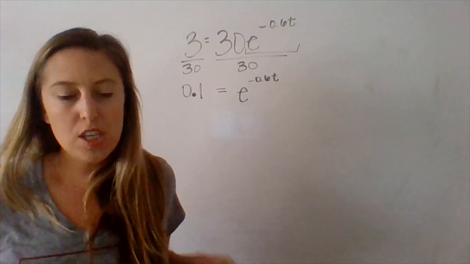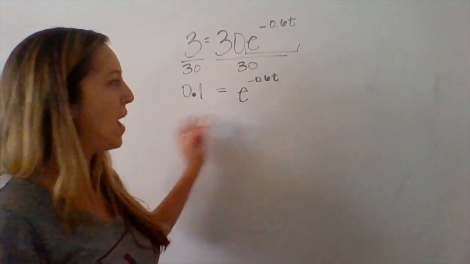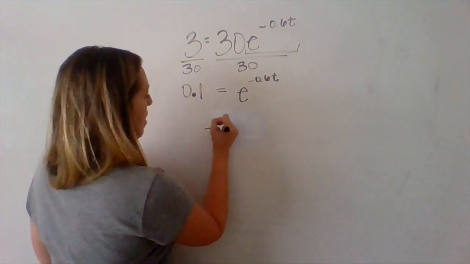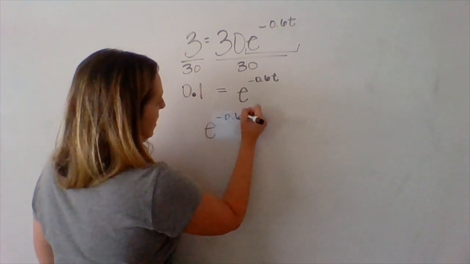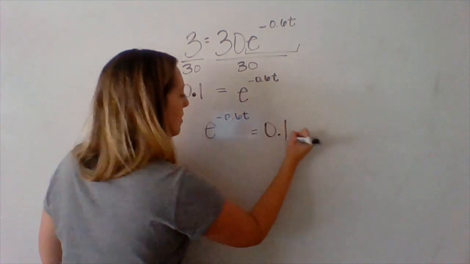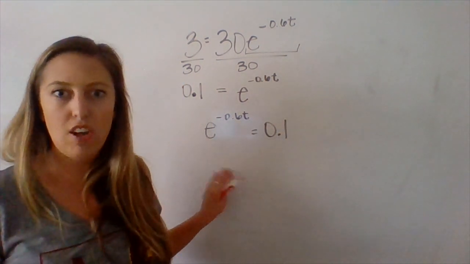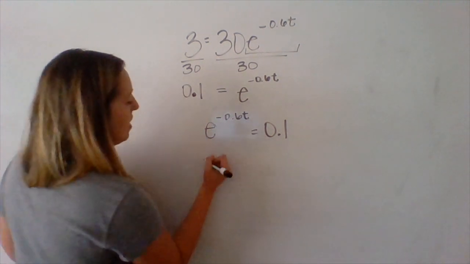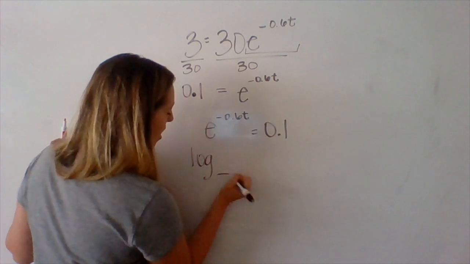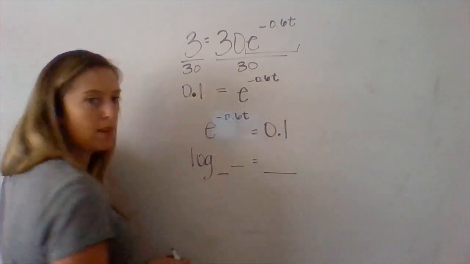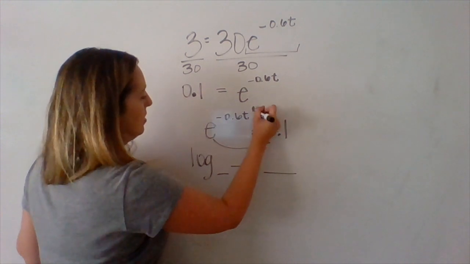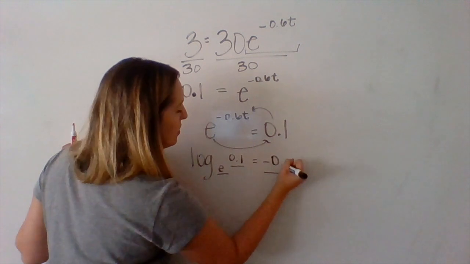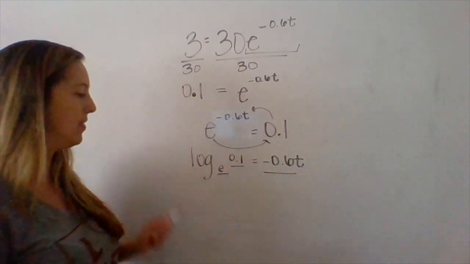If it helps you, which it helps me when I'm switching, this is backwards of how we've been using my wraparound. So if you like to use that trick, I'm going to switch it around, because we know that if both sides are equal to each other, I can write them either way. And now I'm going to put this into log form because all that's left is a base with an exponent. So now I can undo that exponent. My formatting is going to be log, a base, an argument, and it's going to be equal to something. Use your wraparound, and so I get log base e of 0.1 is equal to negative 0.6t.